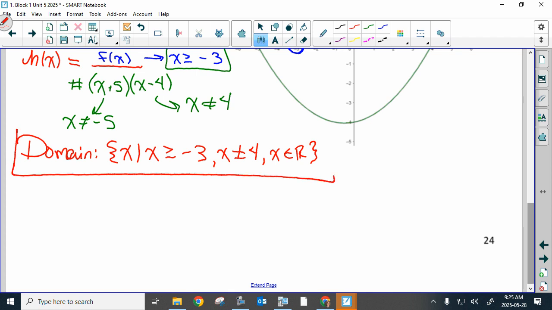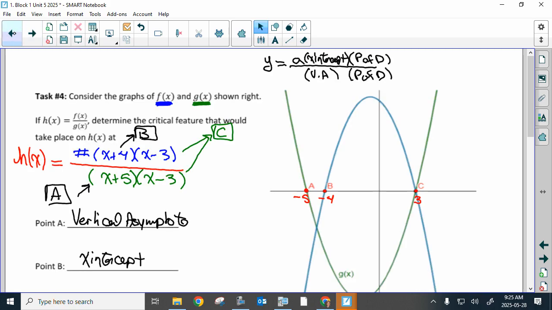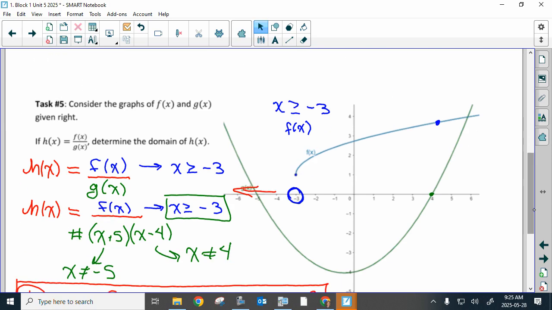Guys, does this make sense to you, what we're doing? That's the hardest piece of this, right? What's the range? Did I ask for range? No, then you're not going to be asked for that, because we don't have enough information to get that, so don't worry about it. Okay.